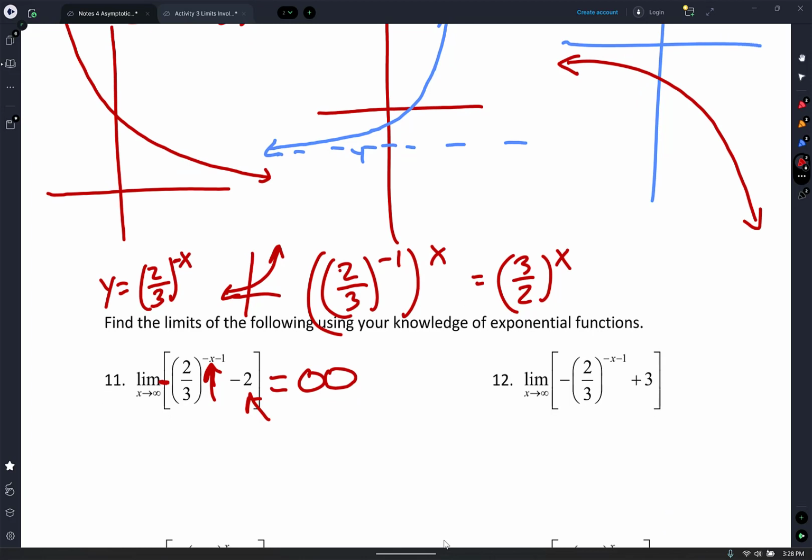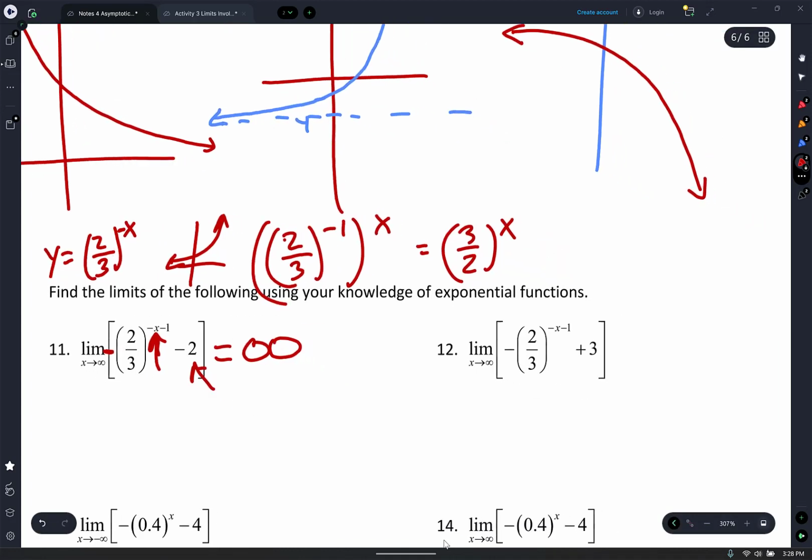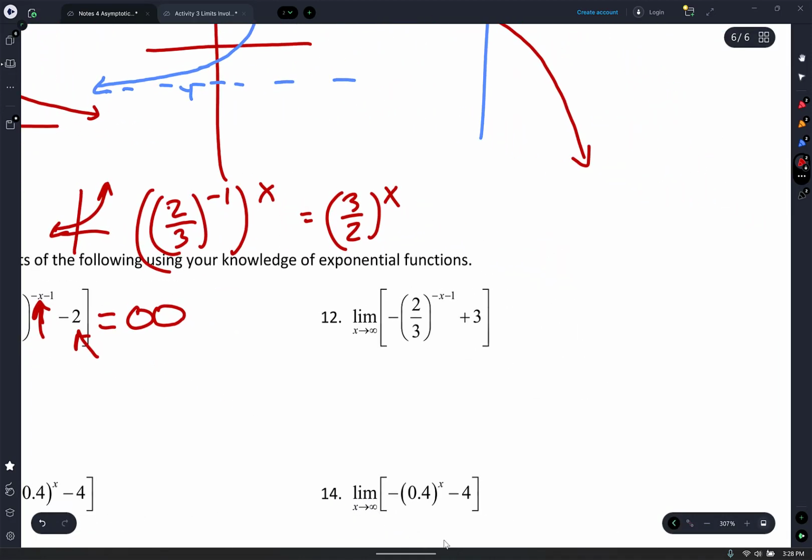Is it too much to ask to draw before the negative? No, that's why you gotta do that. All right, we can do it, but what's up, Miss? Miss, I don't even know. Yeah. Okay.